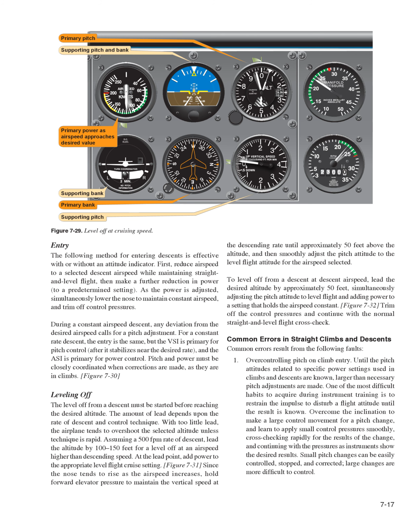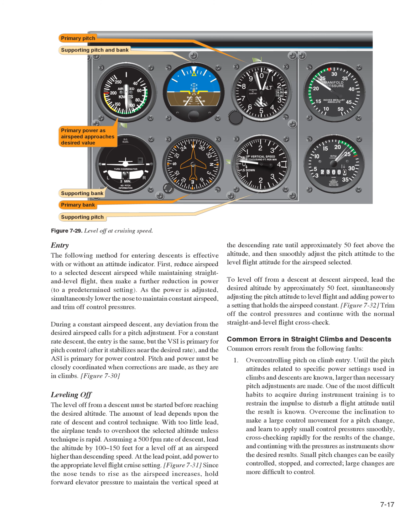To level off from a descent at descent airspeed, lead the desired altitude by approximately 50 feet, simultaneously adjusting the pitch attitude to level flight and adding power to a setting that holds the airspeed constant. Figure 7-32: trim off the control pressures and continue with the normal straight and level flight crosscheck.